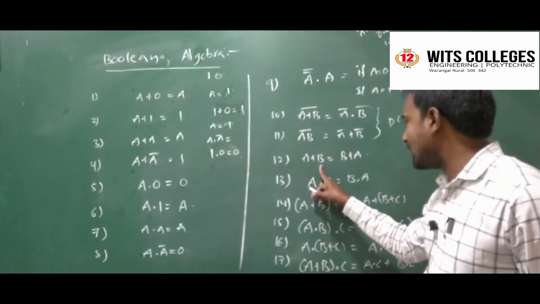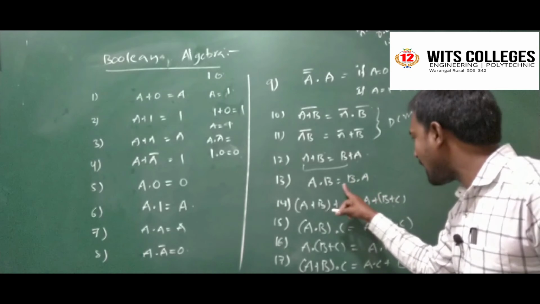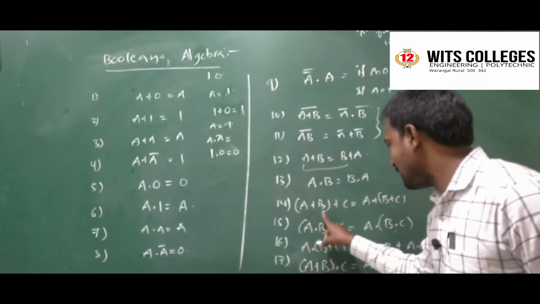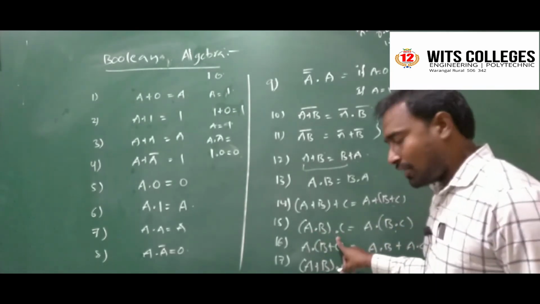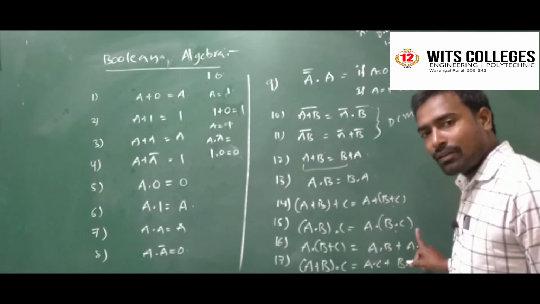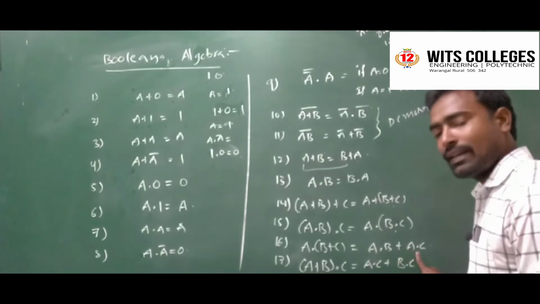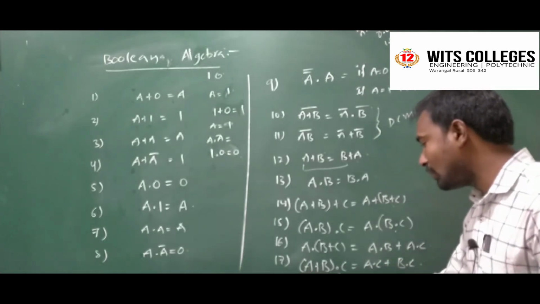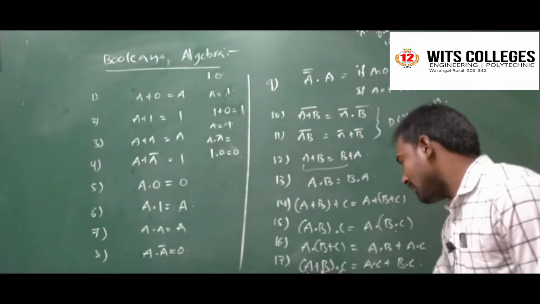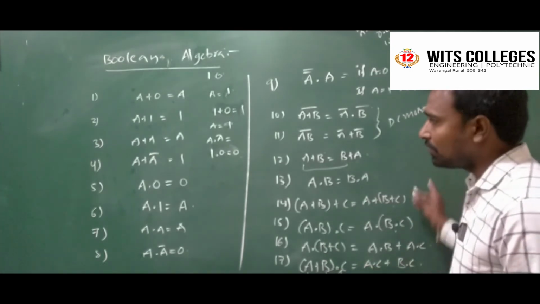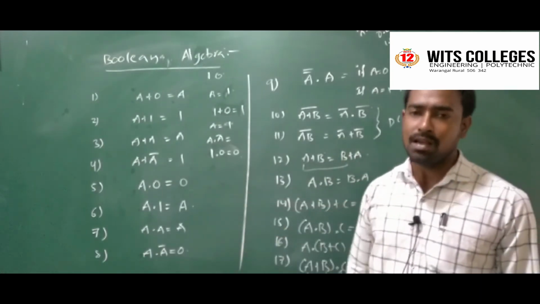Coming to A plus B, this can be written as B plus A. And A dot B can be written as B dot A. A plus B plus C can be grouped as A plus B plus C, and A dot B dot C is equal to A dot B dot C. Next, A dot (B plus C) can be written as A dot B plus A dot C. And A plus B into C, we can write individually as A into C plus B into C. These are the Boolean laws we have, and we can simplify Boolean expressions by using these laws and theorems.